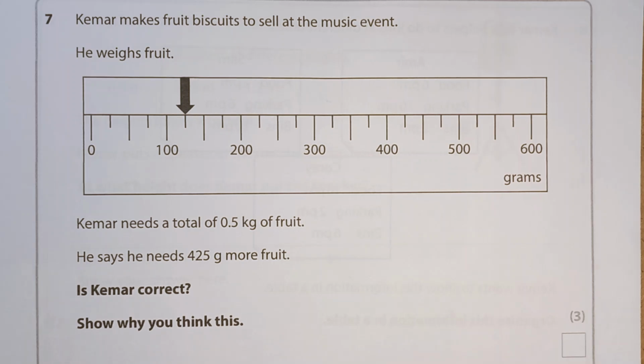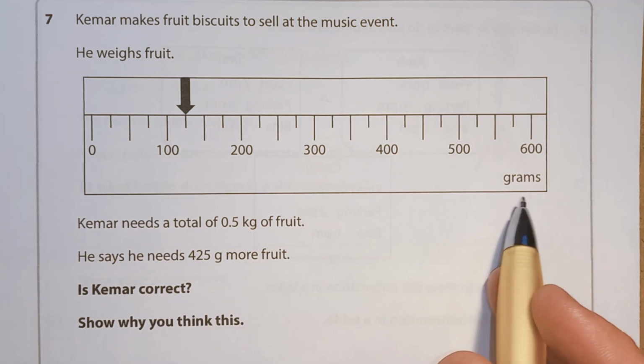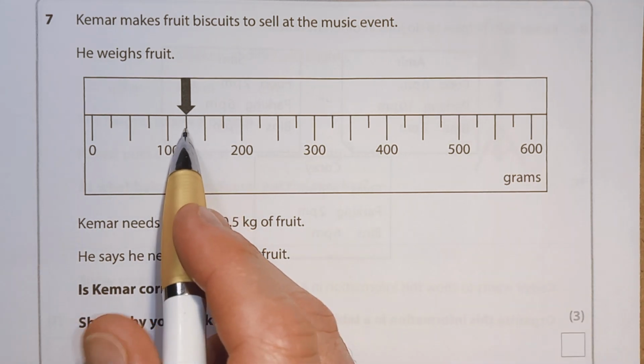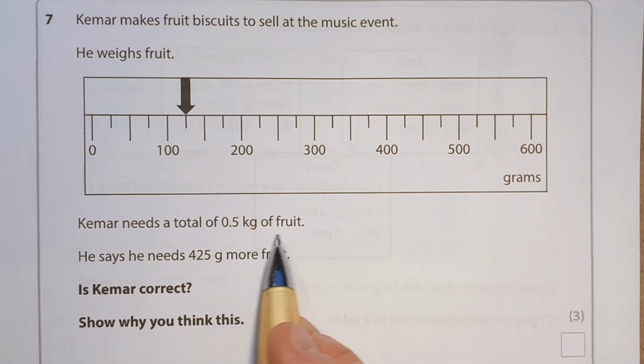Question 7. Kemar makes fruit biscuits to sell at the music event. He weighs fruit. And we've got a measuring scale here, with the arrow pointing at this marking. Kemar needs a total of 0.5 kilograms of fruit. He says he needs 425 grams more fruit. Is Kemar correct? Show why you think this.